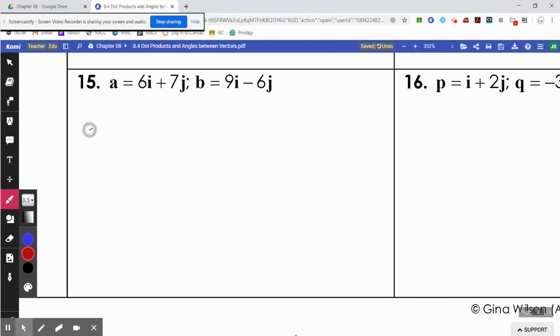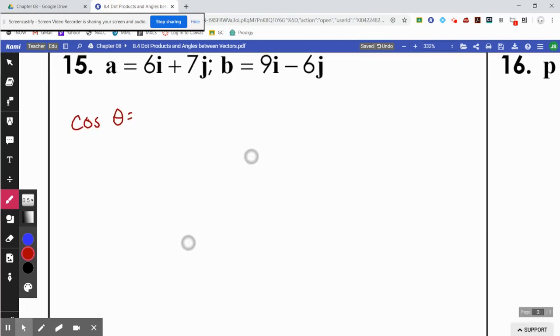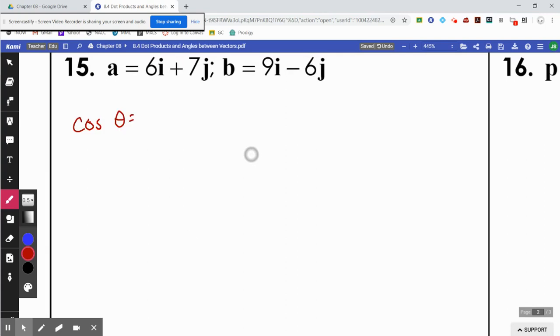Number 15, the cosine of the angle between the two vectors. Let me zoom in just a little bit. On top, let's find the dot product. So you're going to have 6 times 9, which is 54, plus 7 times negative 6, which is a negative 42. So that's going to be a 12 on top.